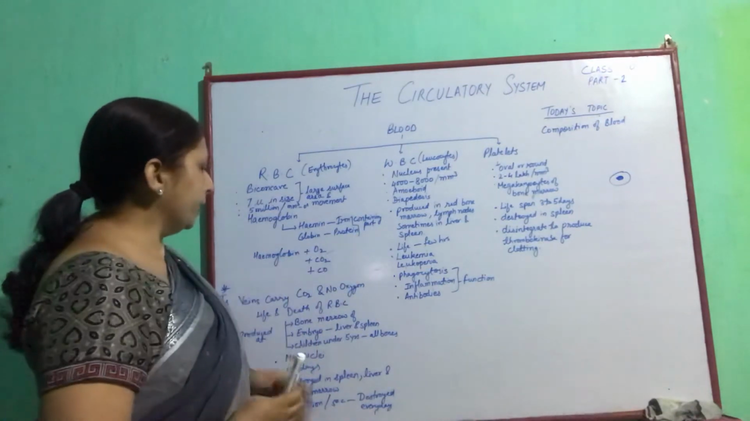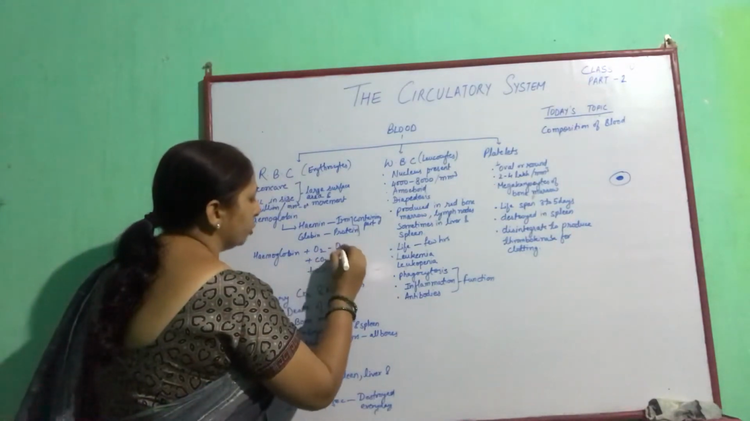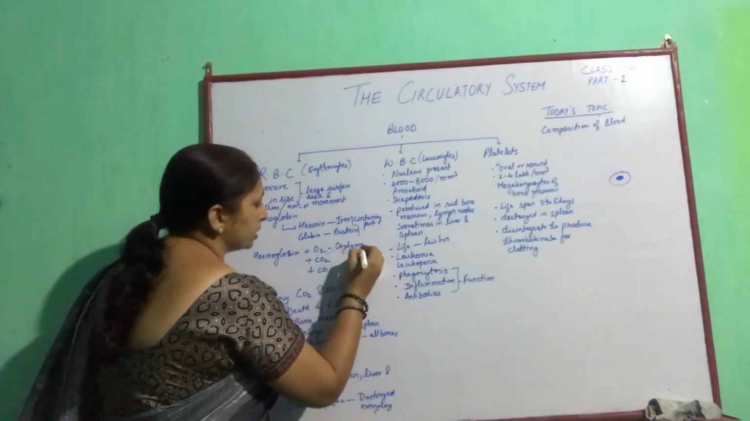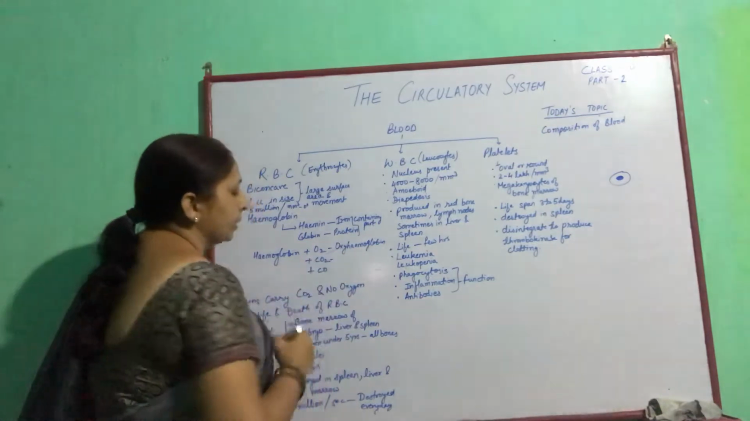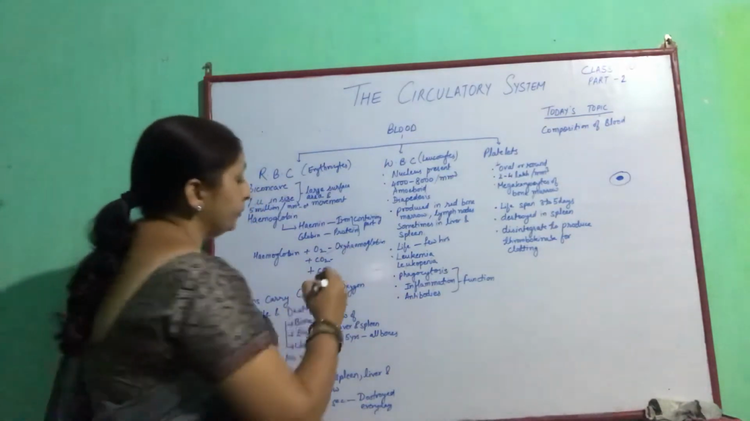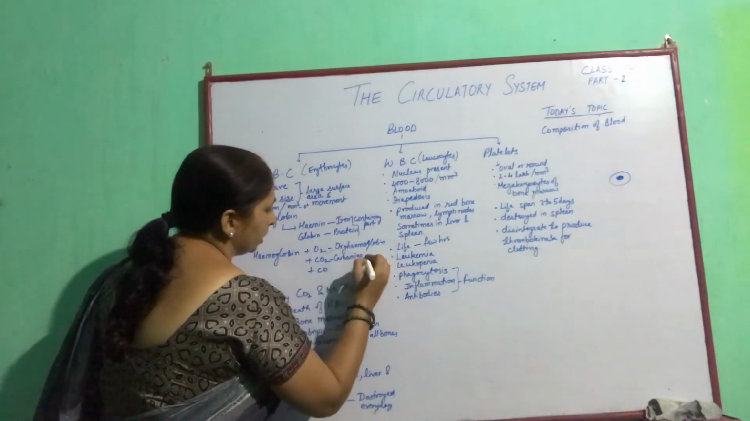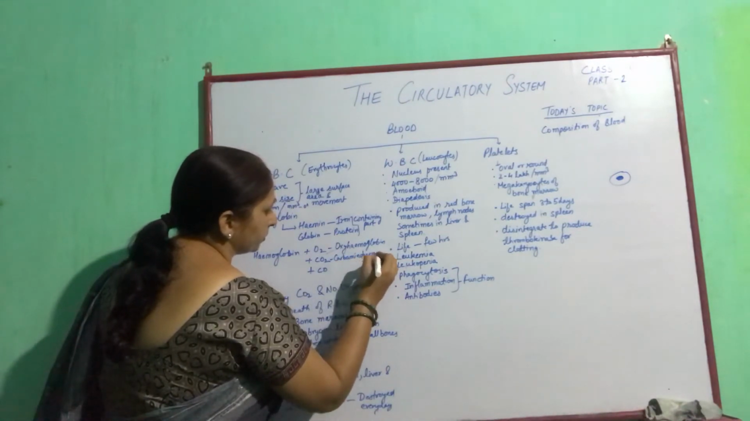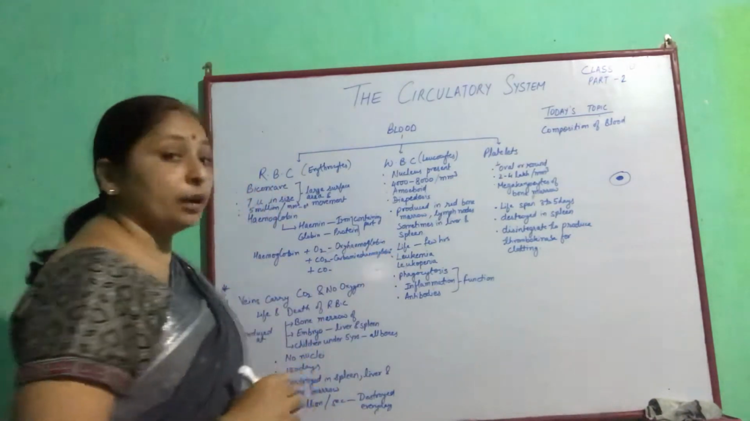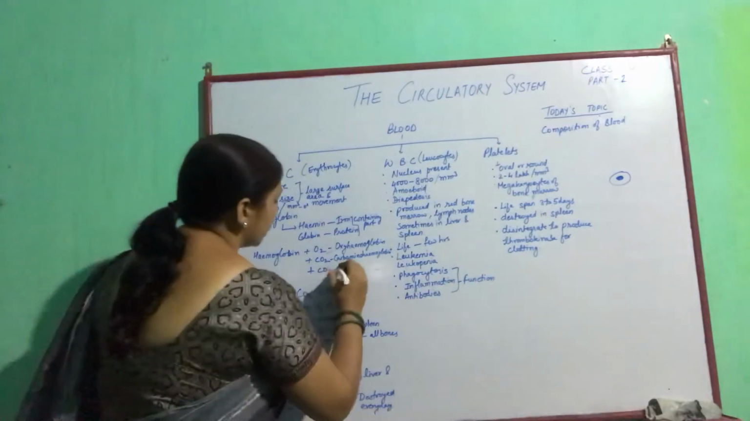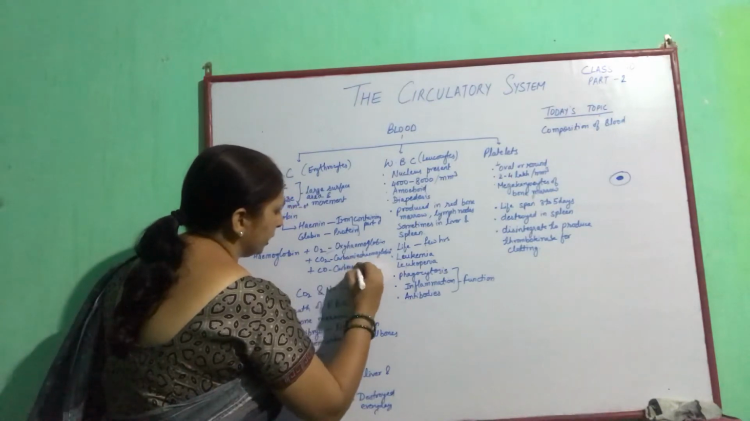When hemoglobin combines with oxygen, it forms oxyhemoglobin. When it combines with carbon dioxide, it forms carbaminohemoglobin. When it combines with carbon monoxide, it forms carboxyhemoglobin.